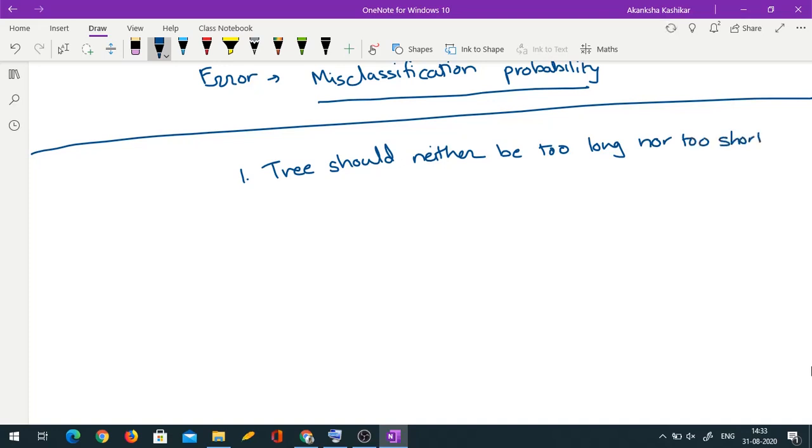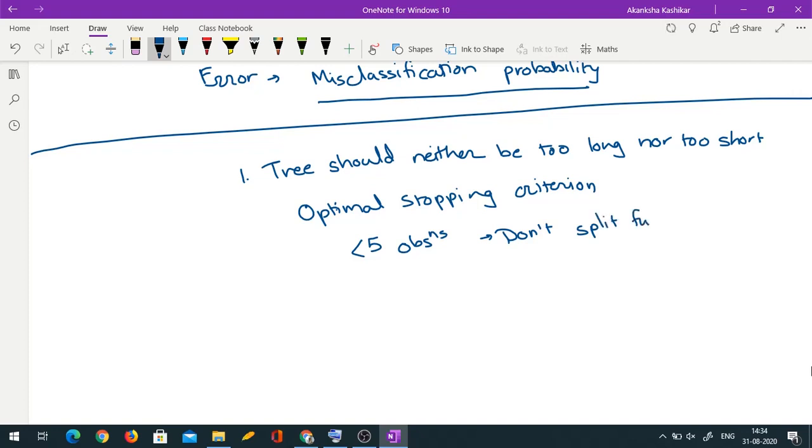What do I mean by this? You have to decide some sort of stopping criterion, at what point you would stop splitting the node further. The general thumb rule that is used is less than 5 observations in a node. If there are less than 5 observations in a node, you don't split further. Sometimes it doesn't have to be the number 5. You can say less than 5% of total observations, then also don't split further. That is also okay.